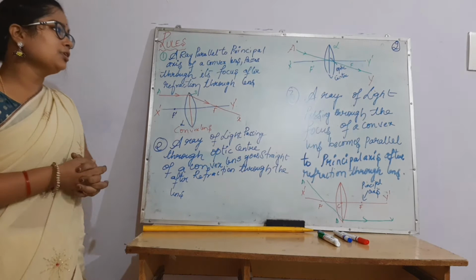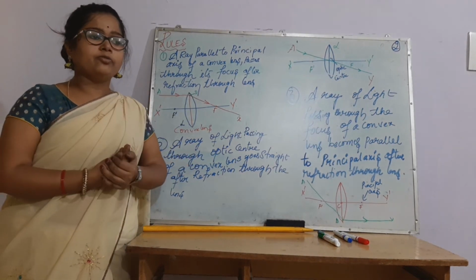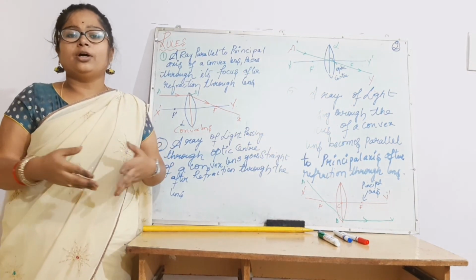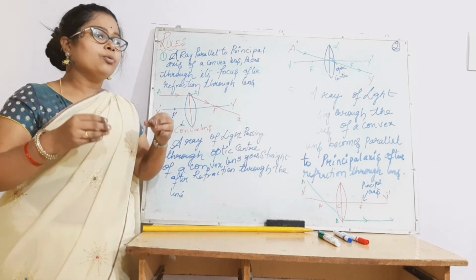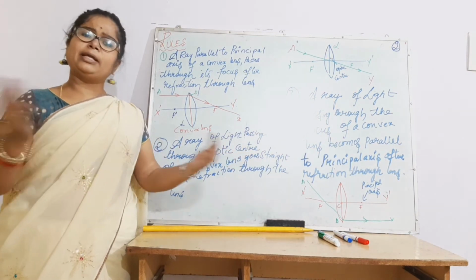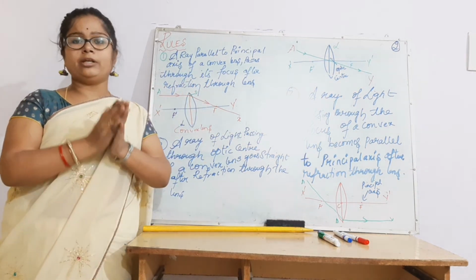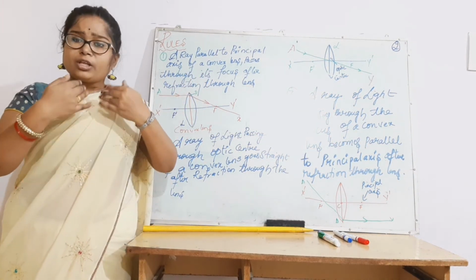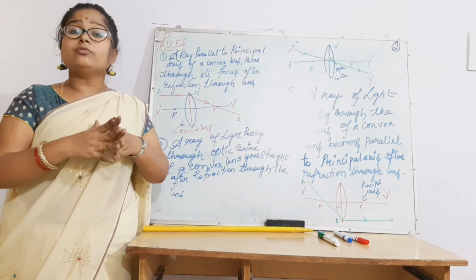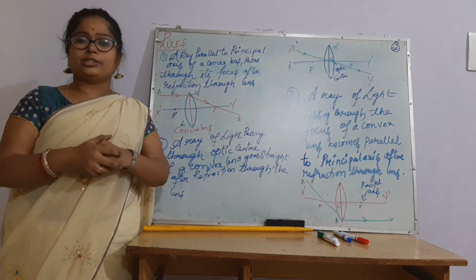Here are some rules to follow while you are drawing an image, to find the position of the image and the nature of the image. You know very well that where two rays meet, there the image is formed. From the object, any number of rays may come out, but a minimum of two rays has to meet to form an image. It is compulsory. So there are some rules you need to follow while drawing those images.